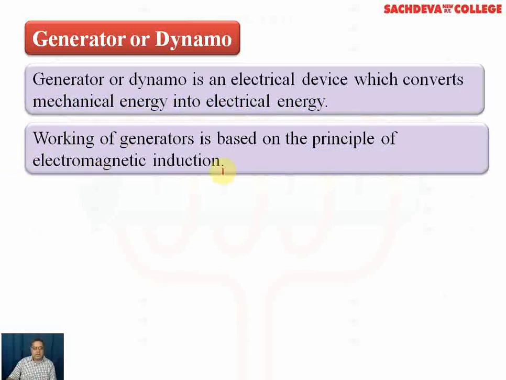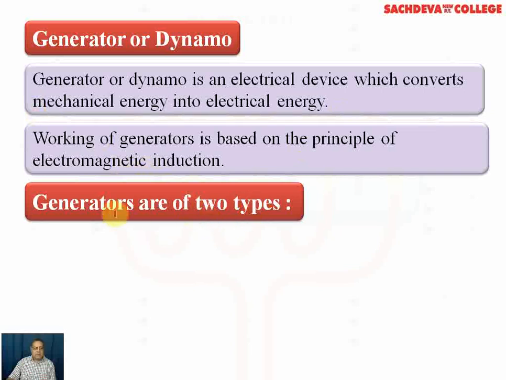As I have explained earlier, electromagnetic induction is a phenomenon in which, due to change in flux, there is formation of induced current or induced EMF. So, a generator or dynamo operates on the principle of electromagnetic induction, that is, by changing magnetic flux, induced EMF or induced current will be generated. So, basically, the purpose of a generator or dynamo is converting mechanical energy into electrical energy.